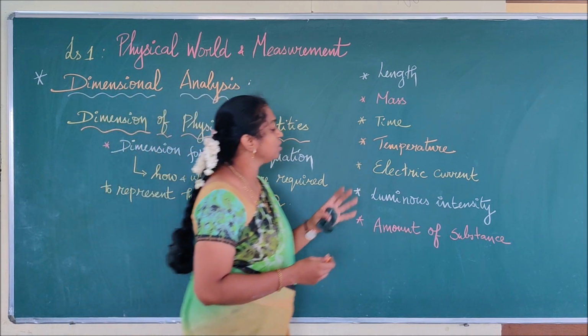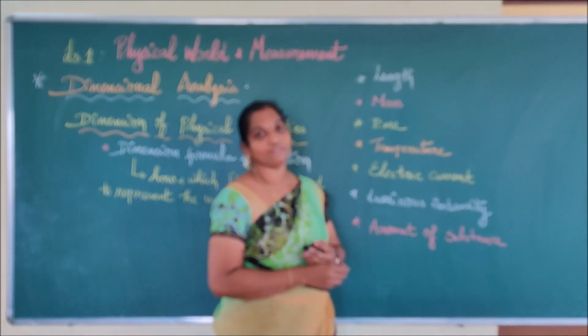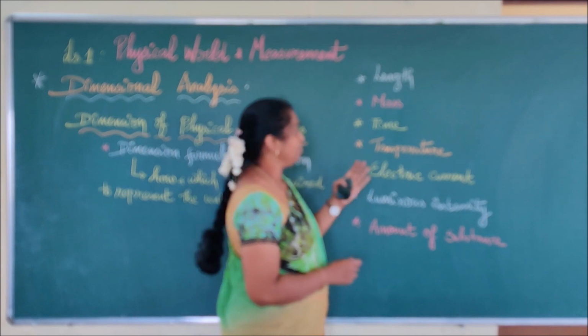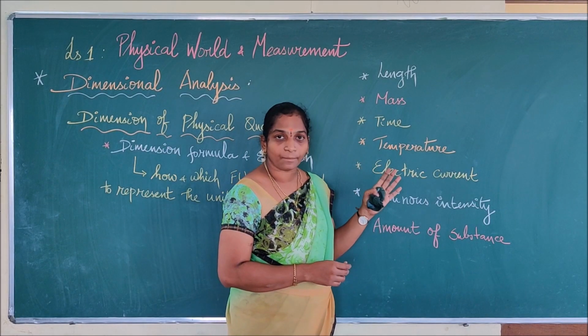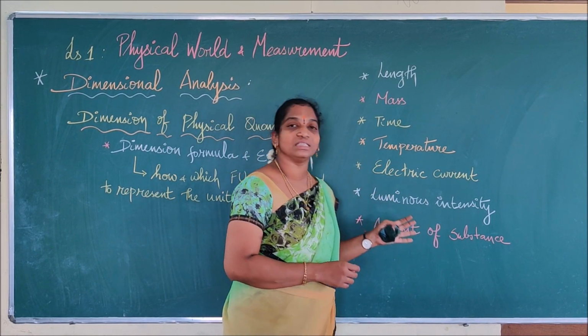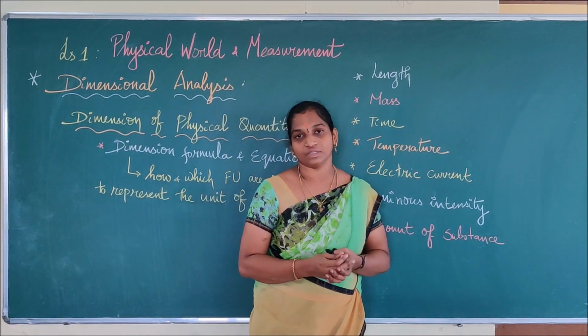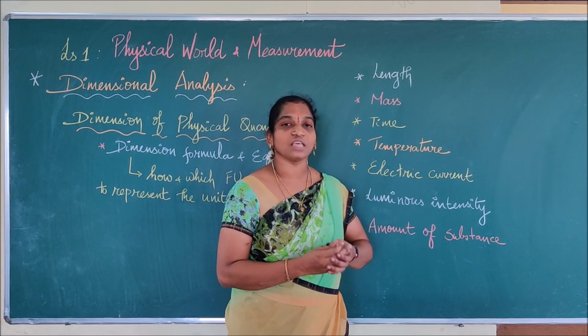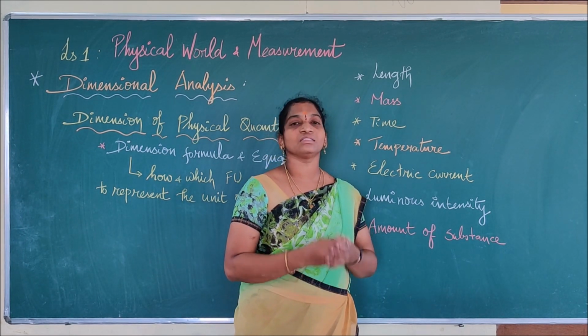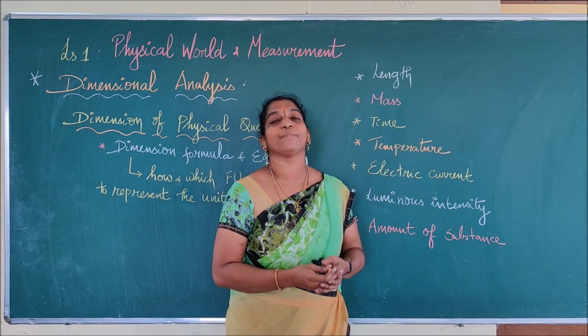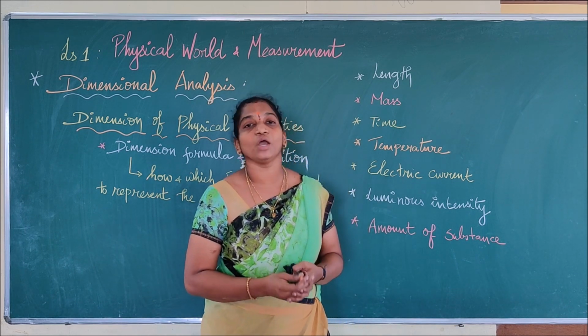Now we will see these 7 fundamental units. What are the 7 fundamental physical quantities? Length, mass, time, temperature, electric current, luminous intensity and amount of substance. We learned this at the start of this lesson. So these are the 7 fundamental quantities, and these 7 fundamental quantities have separate dimensional values. Now we are going to learn that.